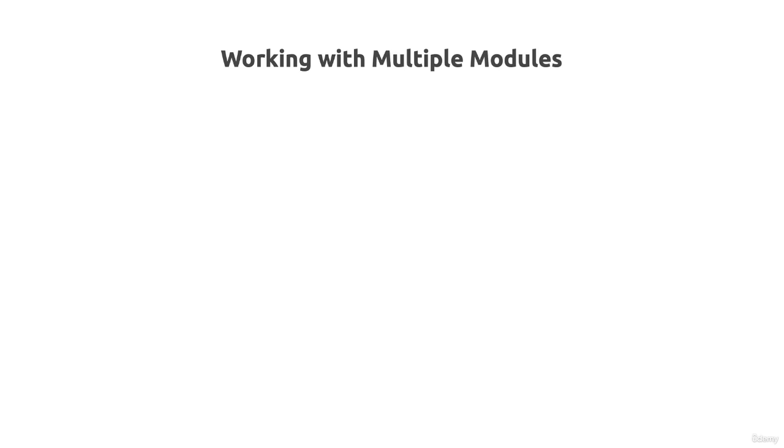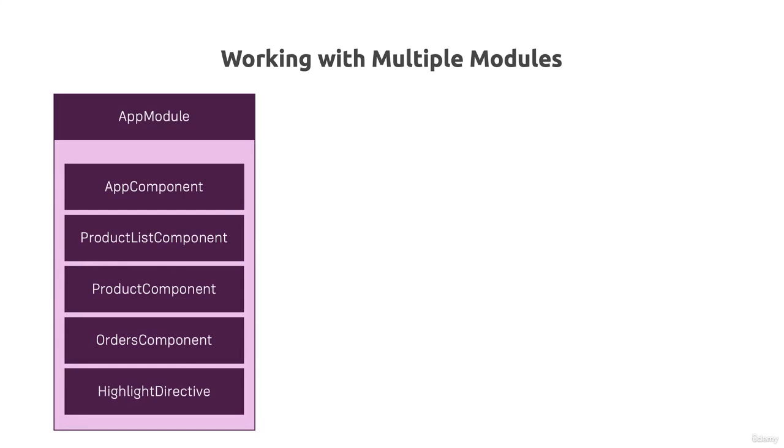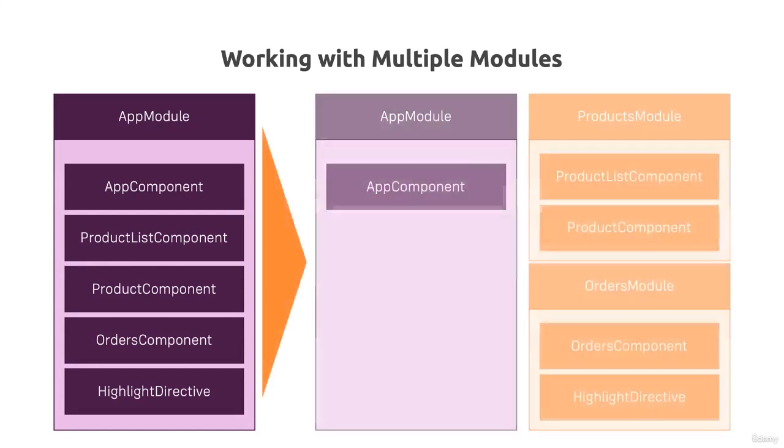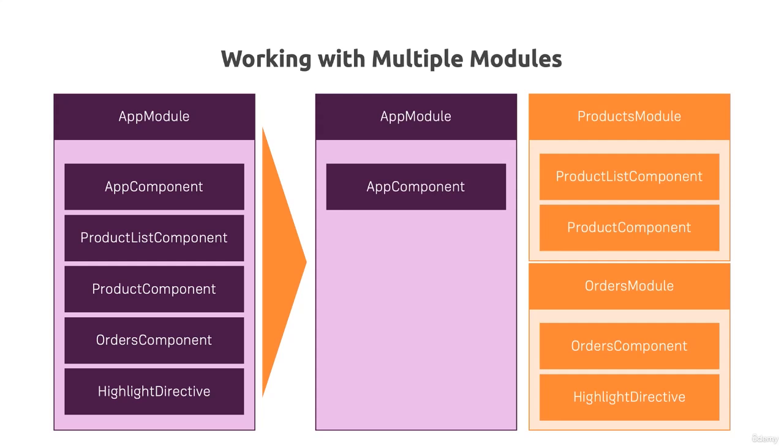So we can work with multiple modules. Instead of having one big app module, we could split that into an app module that defines our app component. And then we have, in this slide here, two separate new modules, so-called feature modules. Now, the term feature module does not mean that you create them in a special way. It's still a class with the @NgModule decorator.